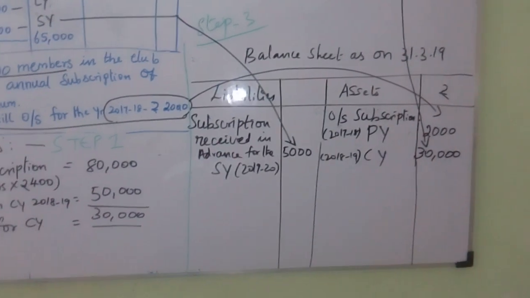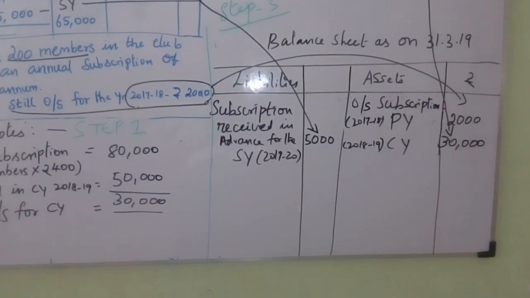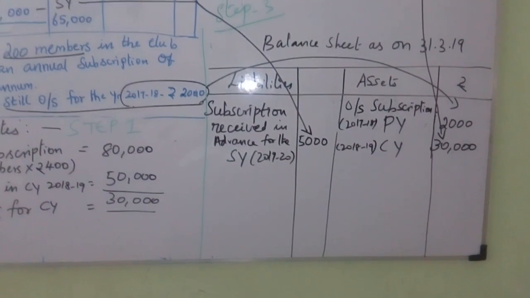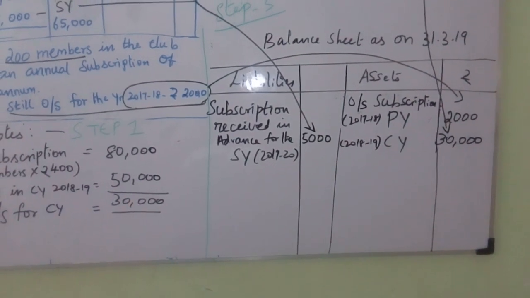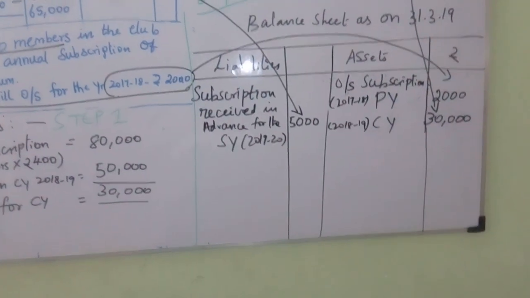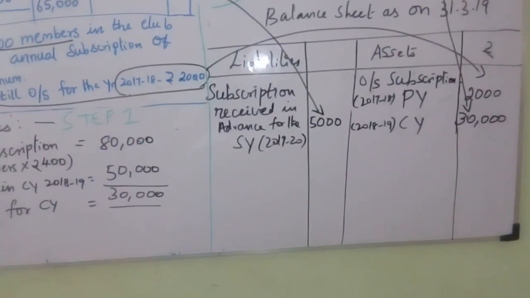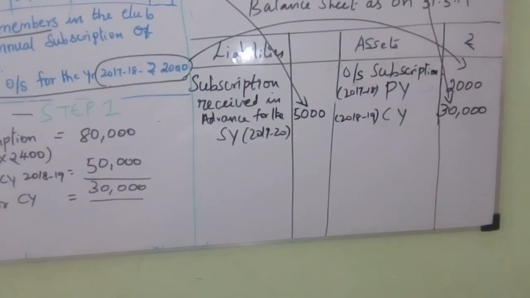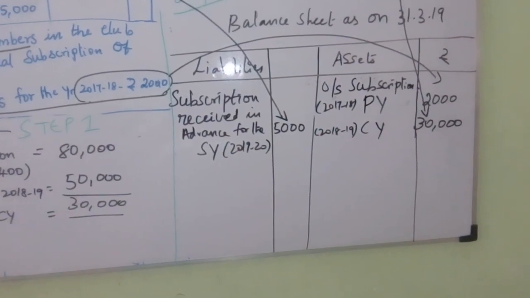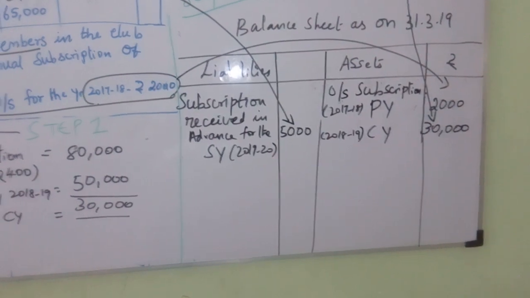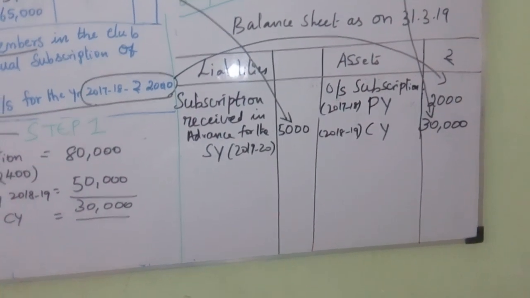And on the liability side, received in advance for the subsequent year, for the next year 2019-20, we have received it in advance in the current year. So it is a liability. So we are showing it on the liability side. This is how the subscription will appear in the final accounts.